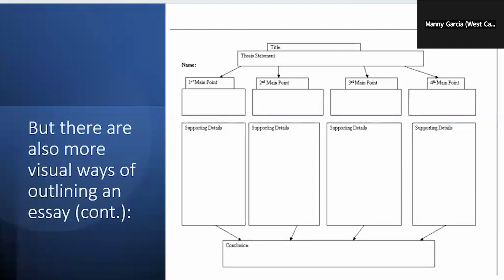Additionally, there is the more worksheet-based outlining example, as I like to call it. This is a little more detailed. You have a quick title up here, followed by the thesis statement. The thesis statement is going to percolate into 4 points, and then from those 4 points, you're going to add various pieces of supporting detail to affirm those points, and then they're all going to filter nicely into your conclusion.